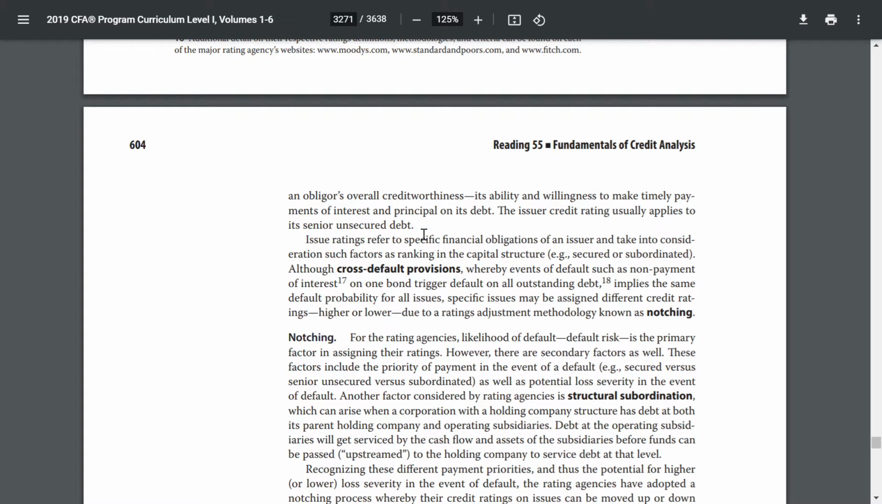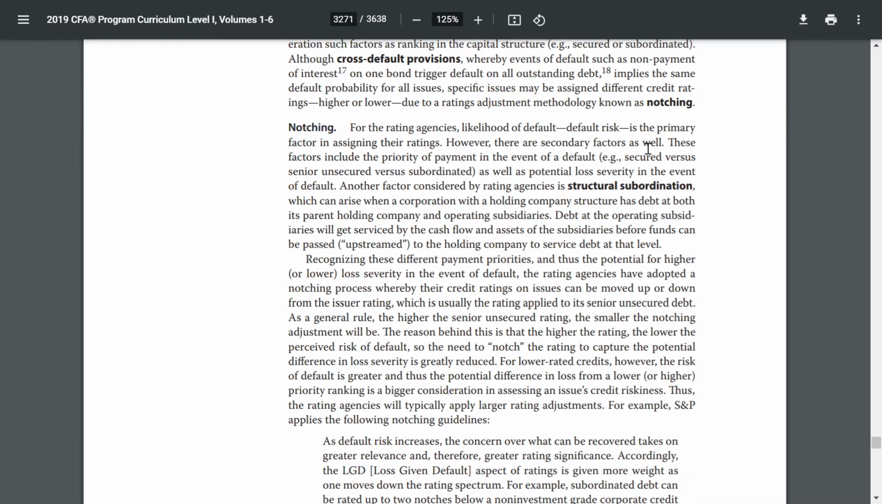Issue ratings refer to specific debt obligations, and take into consideration such factors as ranking in the capital structure. Cross-default provisions, whereby events of default such as non-payment of interest on one bond trigger defaults on all outstanding debt, imply the same default probability for all issues. Specific issues may be assigned different credit ratings, higher or lower, due to rating adjustment methodologies known as notching.